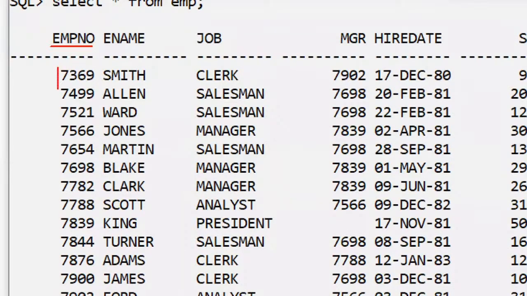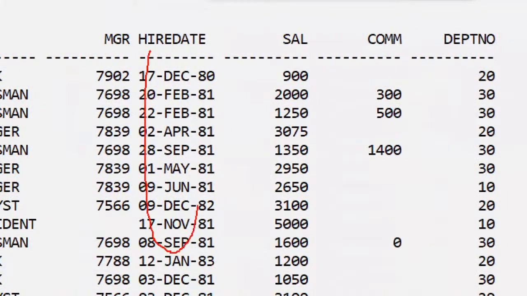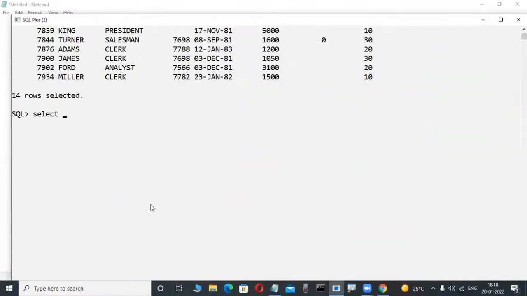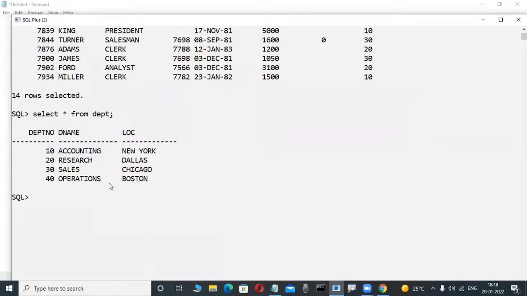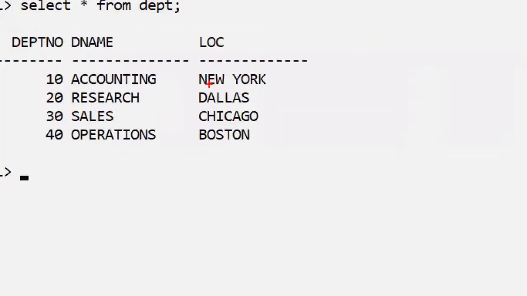Here, employee number: in this column only numbers are available. Slowly observe here, in this column only characters are available. In this column only dates are available. That's why, observe here, the data is stored in a structured manner only. In a relational database, a structured collection of data is there.